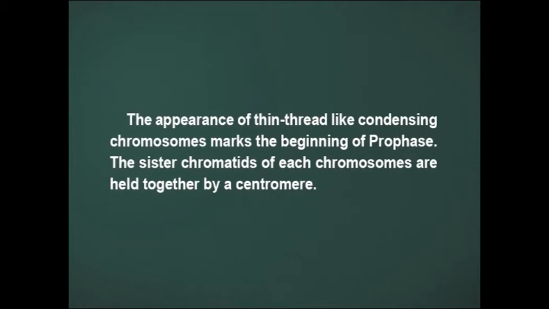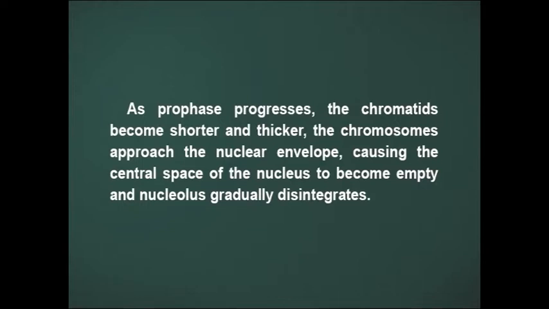The appearance of thin thread-like condensing chromosomes marks the beginning of prophase. The sister chromatids of each chromosome are held together by a centromere. As prophase progresses, the chromatids become shorter and thicker. The chromosomes approach the nuclear envelope, causing the central space of the nucleus to become empty, and the nucleolus gradually disintegrates.